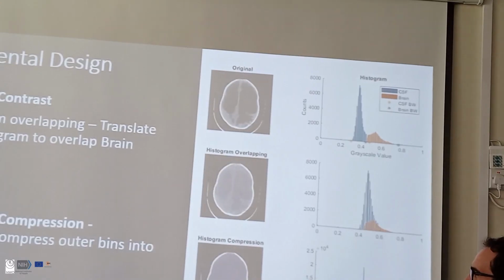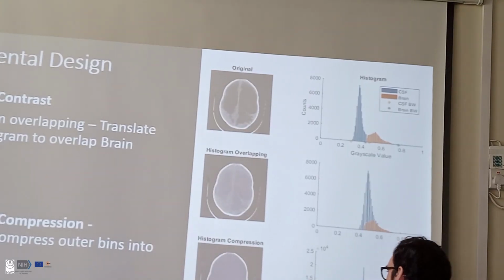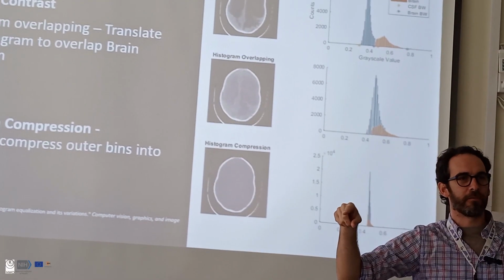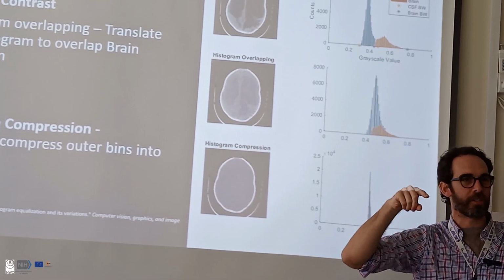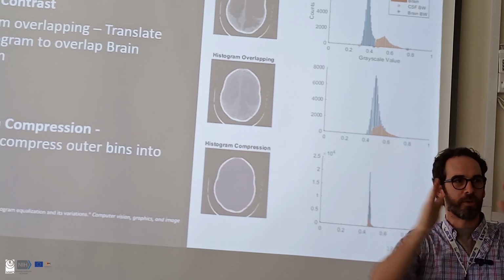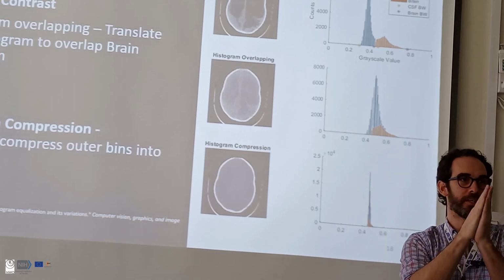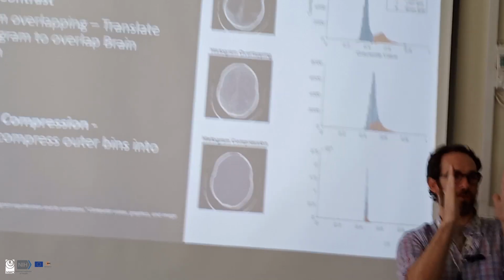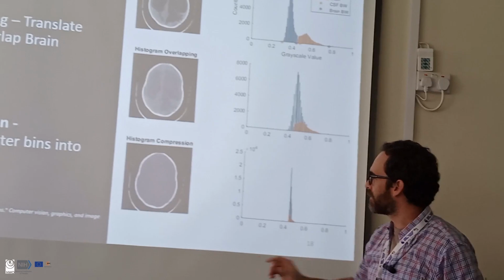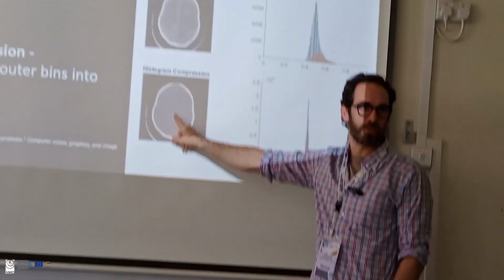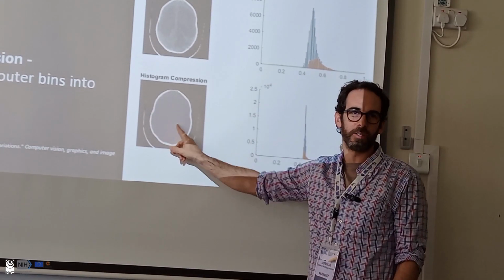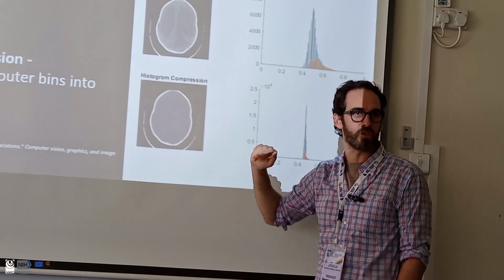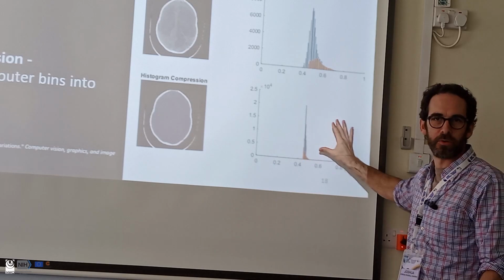So I came up with this thing that I call histogram compression. Instead of overlapping the grayscale values, I start compressing the bins of grayscale values iteratively. So I don't actually change the boundary between brain and CSF. I just start squeezing the grayscale values into smaller and smaller histograms. And it really effectively reduces the contrast. Here, it just looks like a gray smudge. This is way too much contrast reduction, but this is the extreme example. So this is how I ended up reducing the contrast.